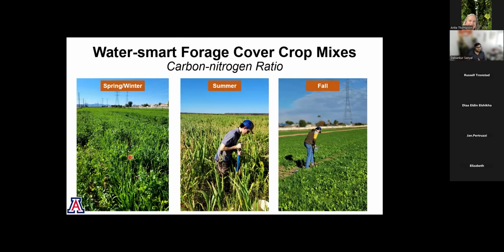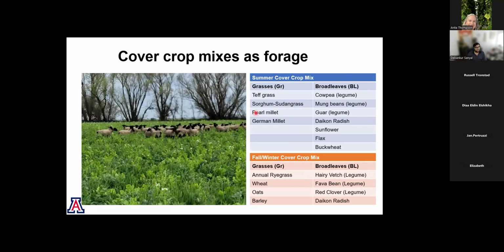We have been looking into different species, and you can see all these look a little different, because of what time of the year we were growing them, and following what crop we were growing them. That regulates what kind of forage cover crop mixes we are using. And in the last two years, 2022 and 2023, these are the different cover crop species that we used for mixes.